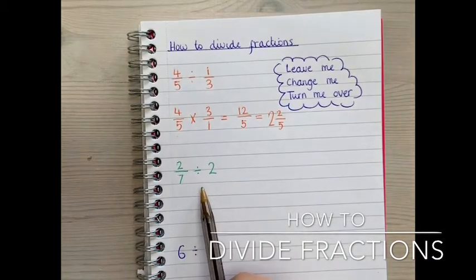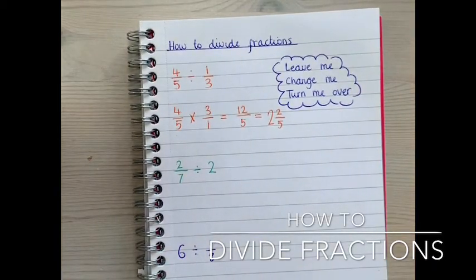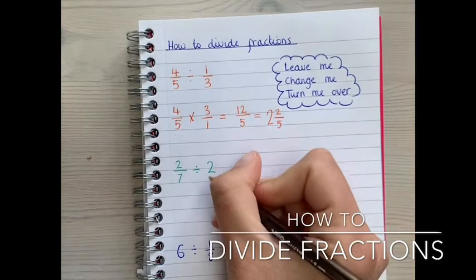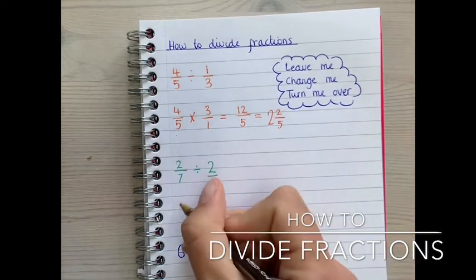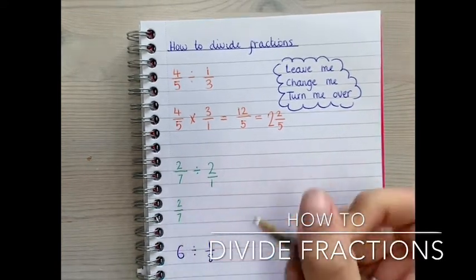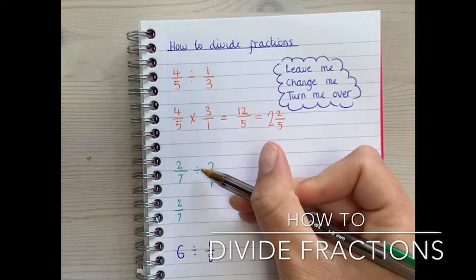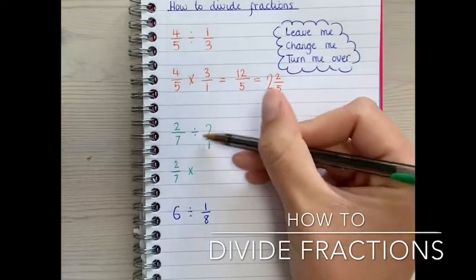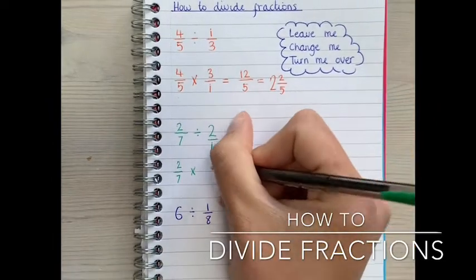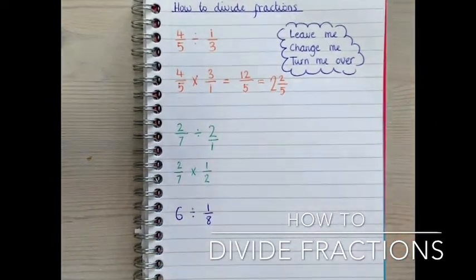Now we're going to try a fraction divided by a whole number. Again, like last time, you need to make the whole number into a fraction by placing it on top of a denominator of 1. Now we can use the rhyme. We're going to leave the first fraction. We're going to change the calculation from divide to multiply, and then we're going to turn this fraction over or upside down into what would look like a half.